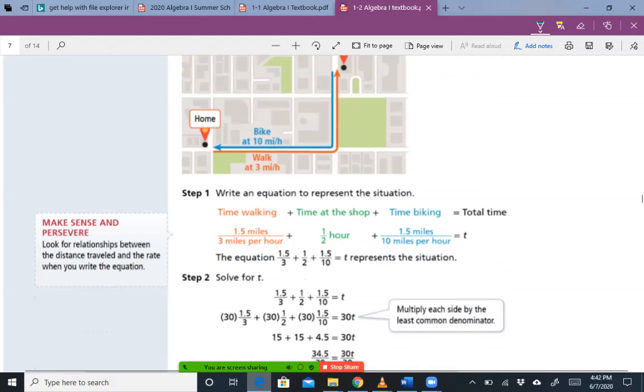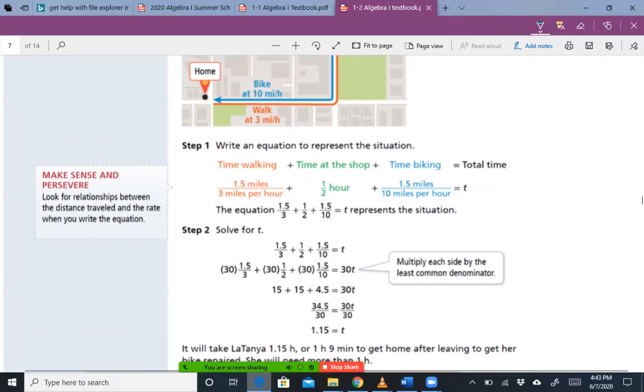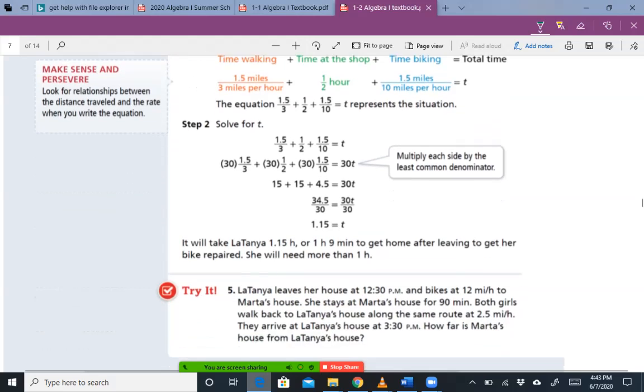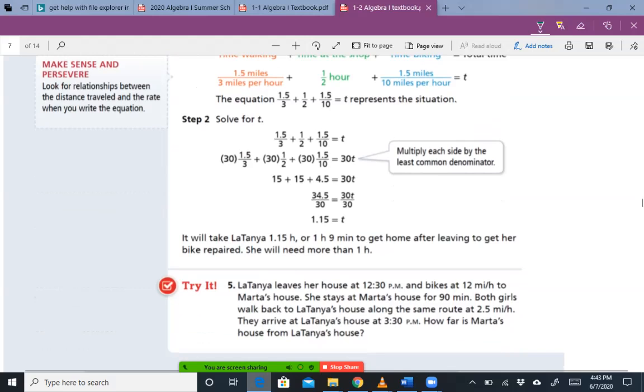Okay, so we need to figure out the total time, and T represents the total time. So 1.5 miles at 3 miles an hour, and then you're a half hour at the shop, and then 1.5 miles at 10 miles an hour of biking. Will it add to an hour? No, because if you notice, 1.15 is what our final answer is. Not the case. Okay, so let's talk about this.